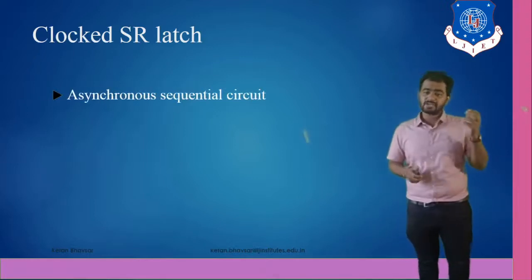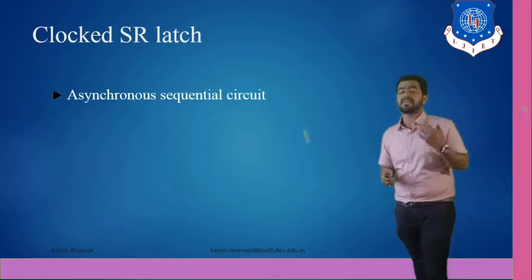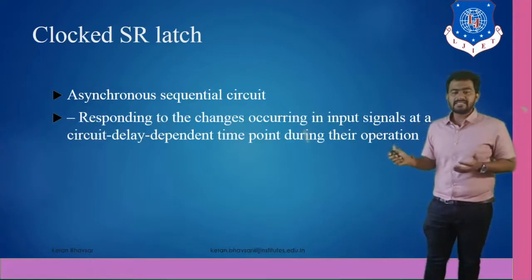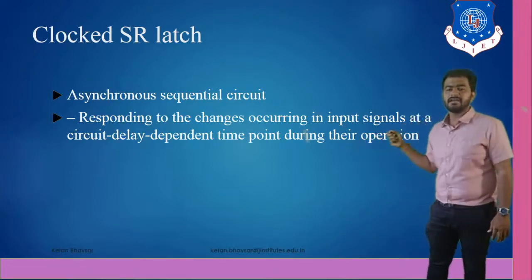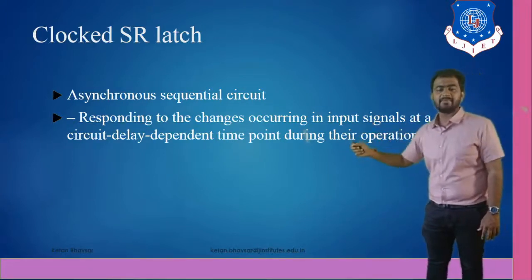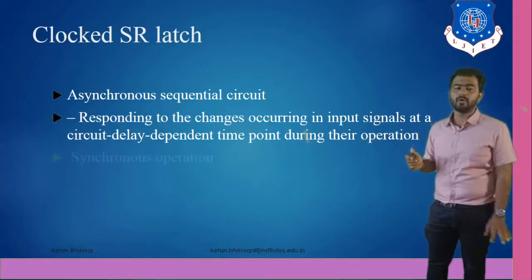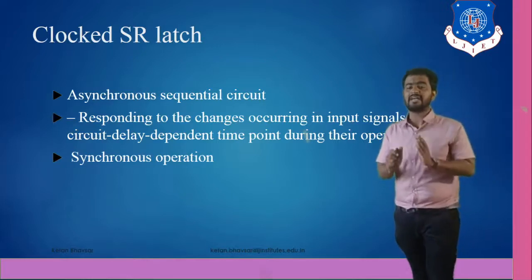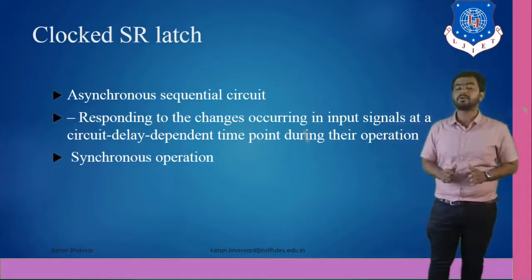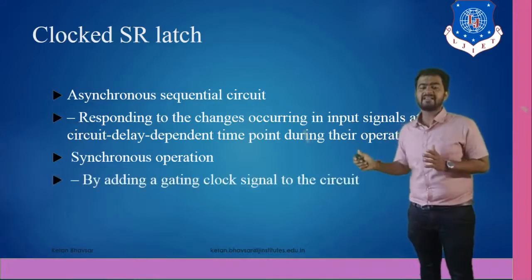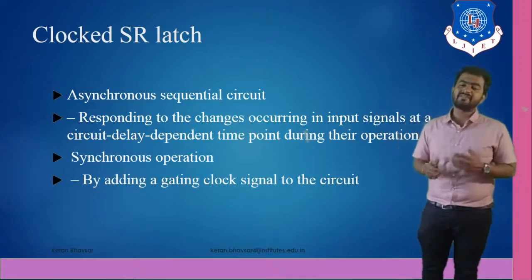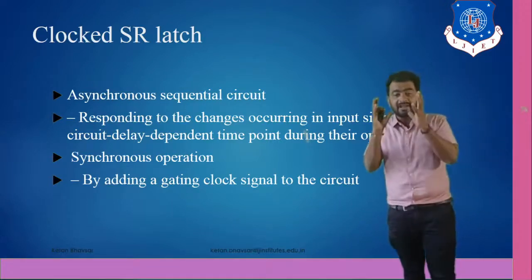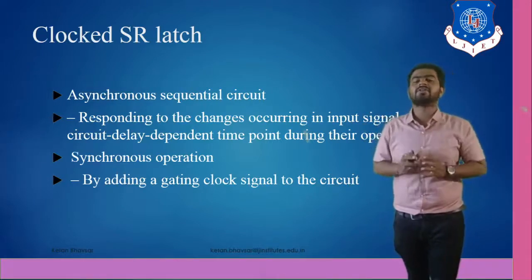When we are talking about the clock, we have two types of circuit: asynchronous sequential circuit and synchronous sequential circuit. In an asynchronous circuit, the circuit responds to changes occurring in the input signal at any time point during operation, depending on circuit delay. This means the output changes depending on the input data at that time only. But in a synchronous circuit, a gating clock signal is added to the circuit. Whenever you add the clock to the circuit, your data will be moved from left hand side to right hand side, and you can see the variation of the outputs.